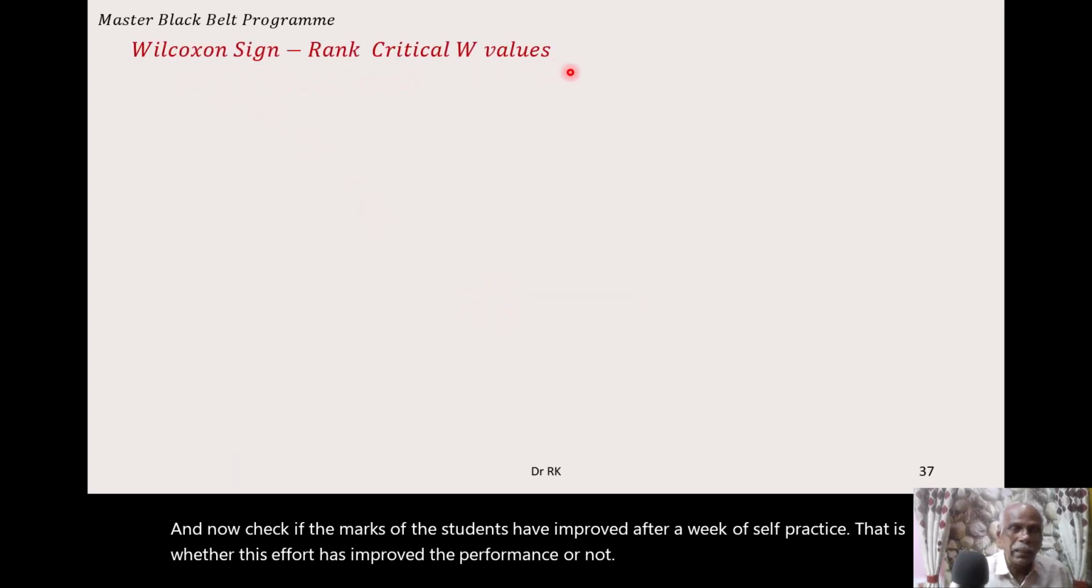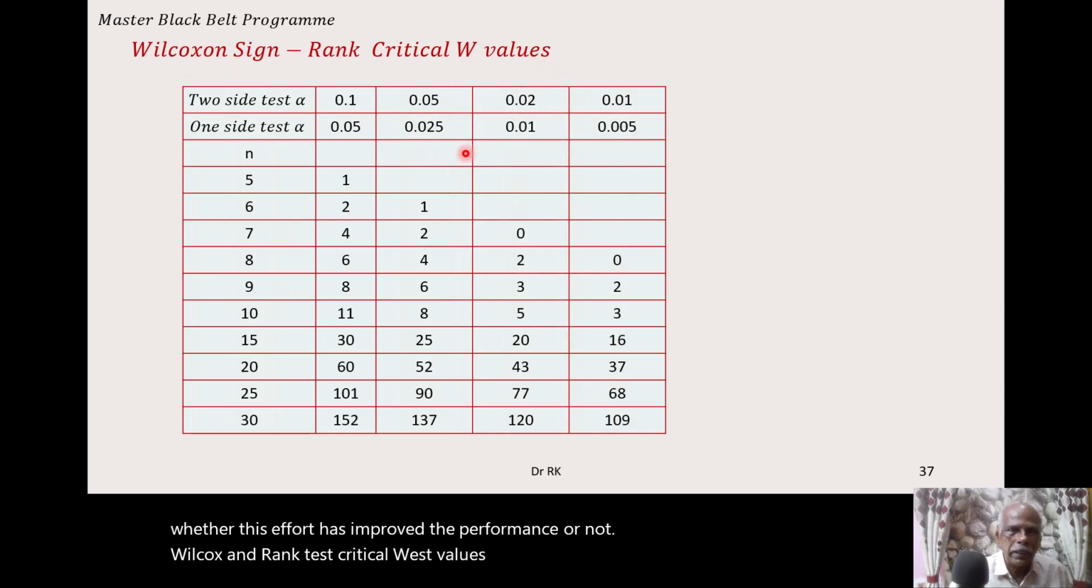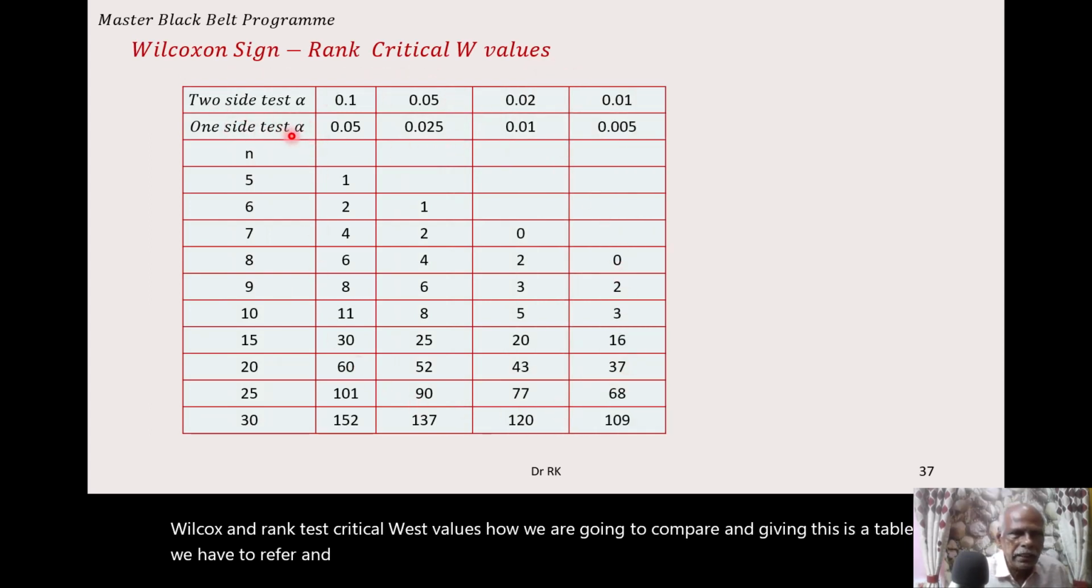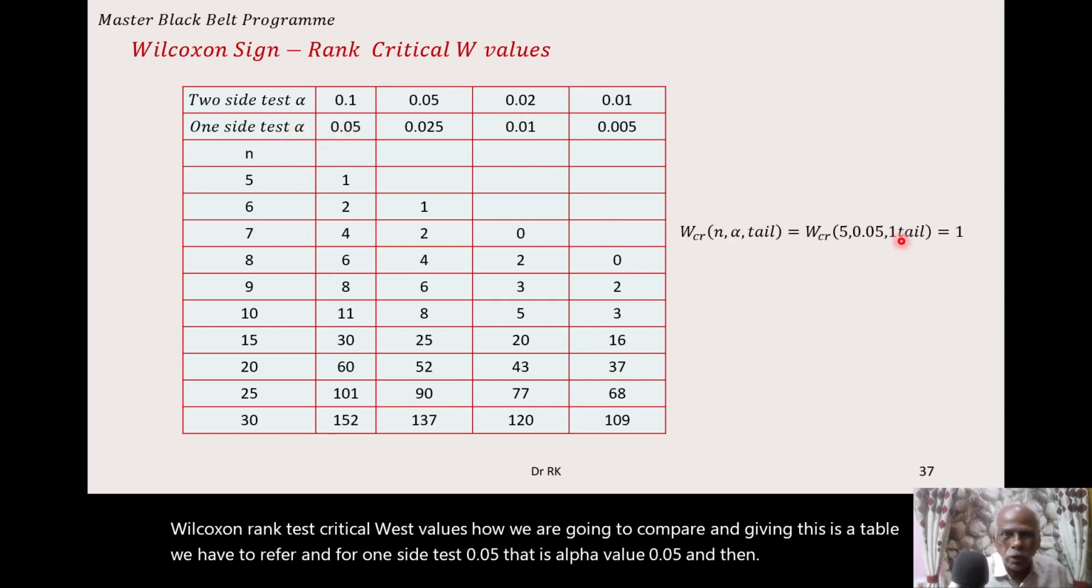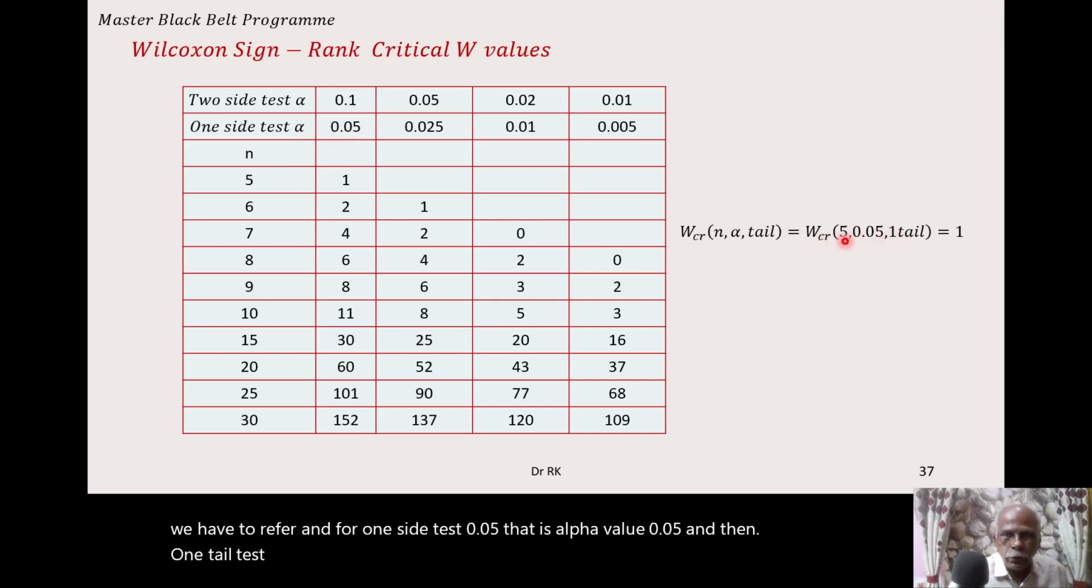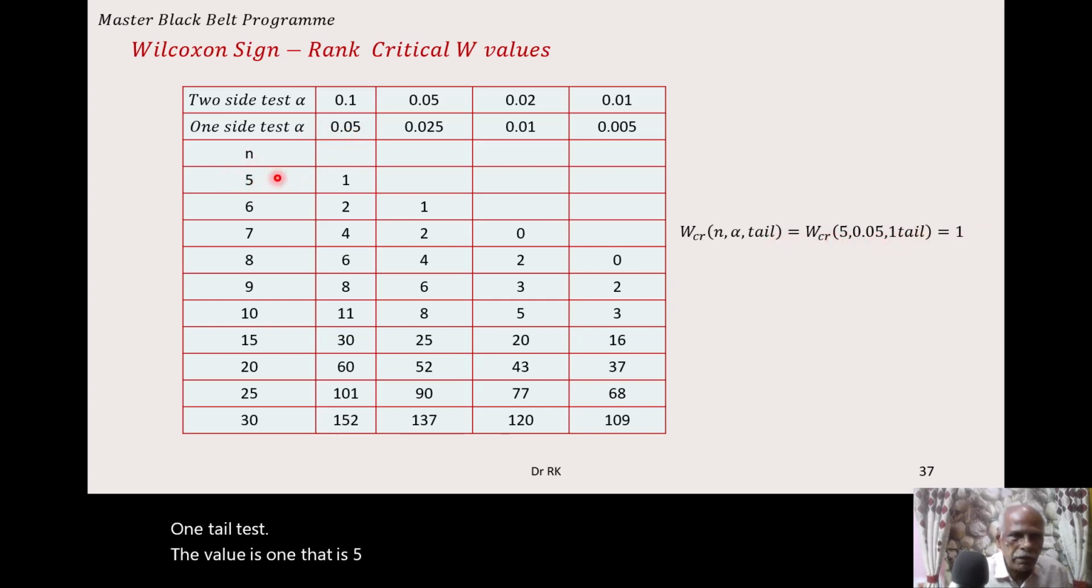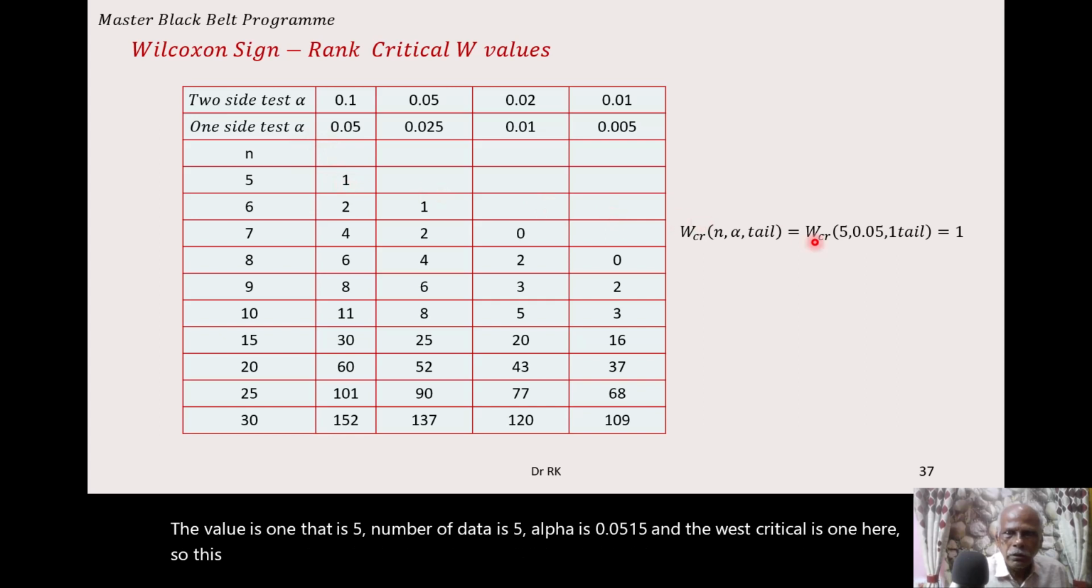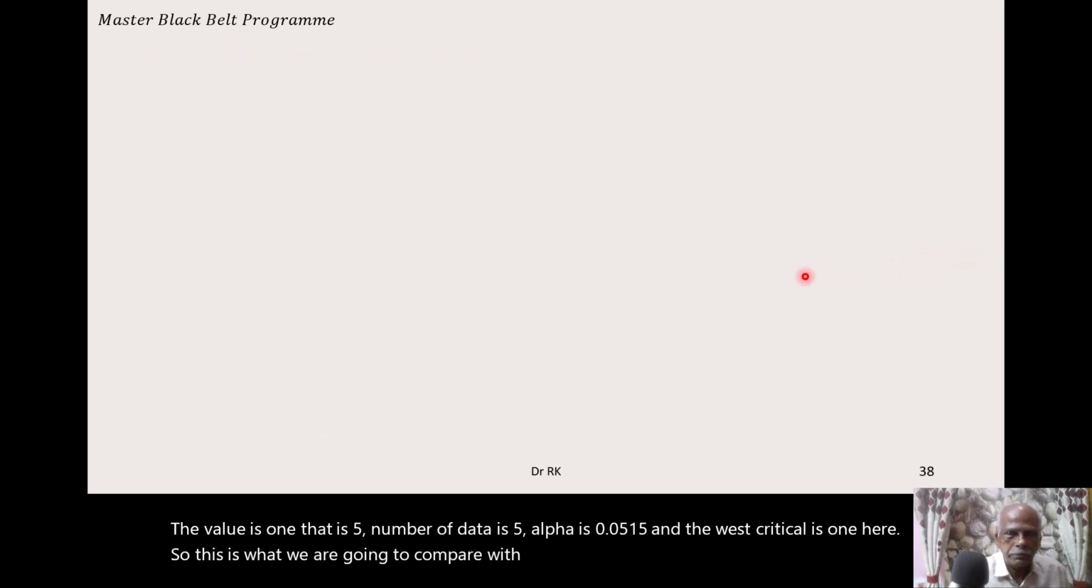Wilcoxon rank test, critical W values, how we are going to compare, I am giving. This is a table we have to refer, and for one-sided test, alpha value 0.05, one tail test, number of data is 5, alpha is 0.05 one side, and the W critical is 1 here. So this is what we are going to compare with and take a decision.